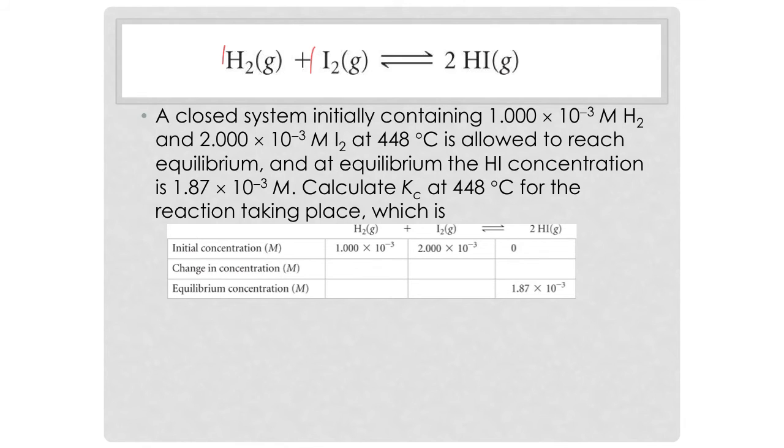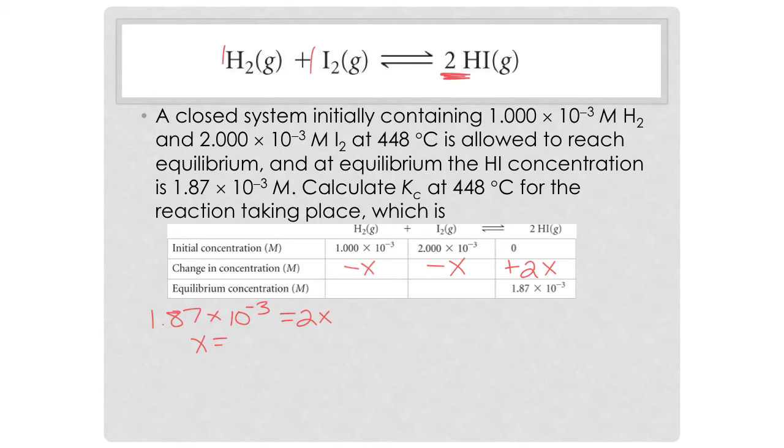My change would be minus x, because they're in a 1-to-1 ratio, plus 2x. So it's 2x because of the coefficient of 2. I know that I would be losing my reactants, so that's why the reactants are minus x, and I know I am gaining the product. So that's why that is positive. Now, if 1.87 times 10 to the negative third is the equilibrium concentration of the HI, I can use that to solve for x.